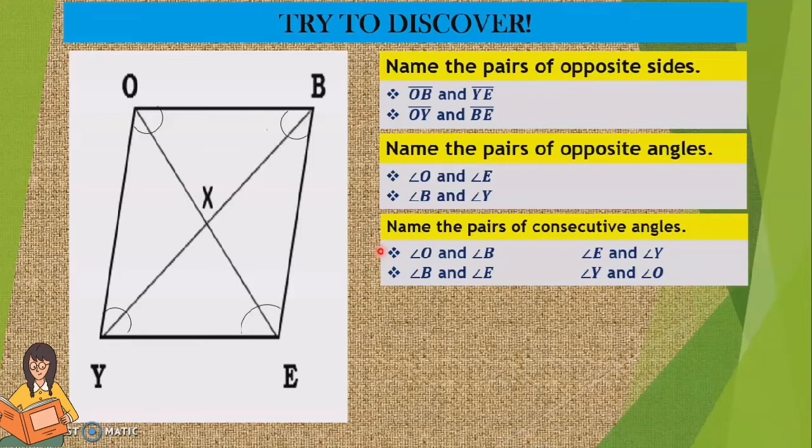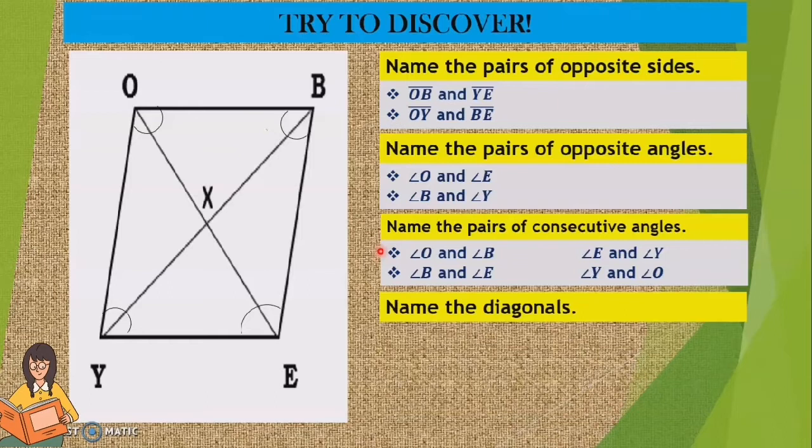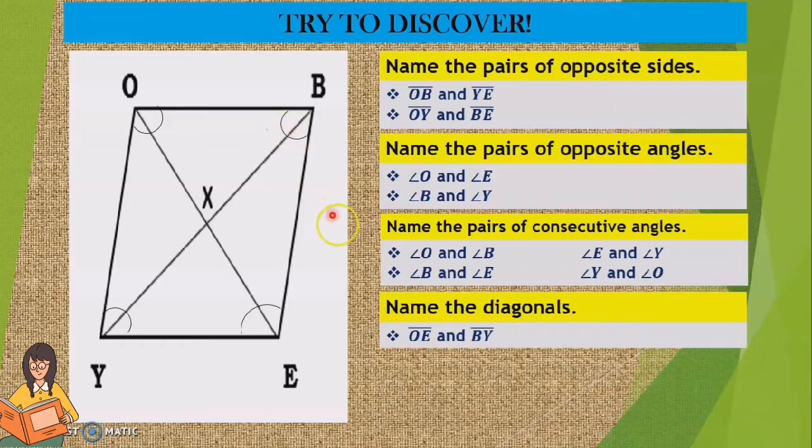Now, what about the diagonals? How many diagonals are there in the figure? All right, so actually we have 2 diagonals and these are diagonal OE, or segment OE, and the other one is diagonal BY, or segment BY. And there you have it, the 2 diagonals in the given figure.